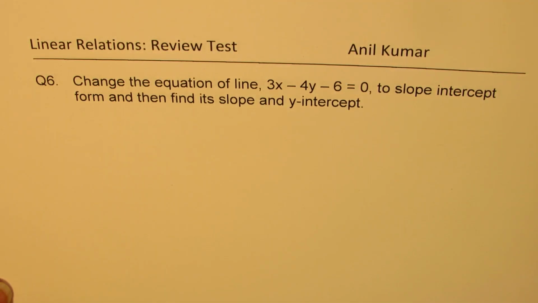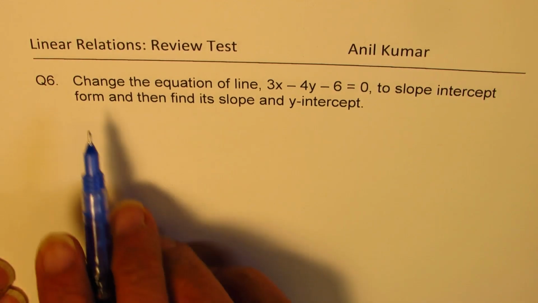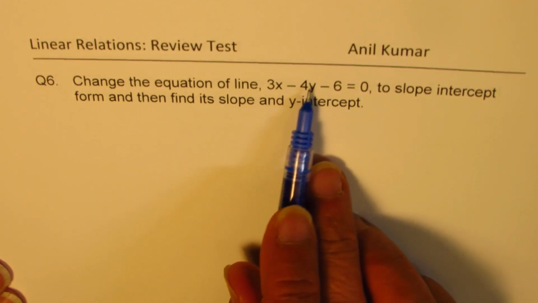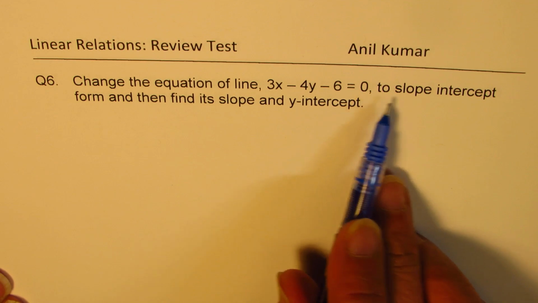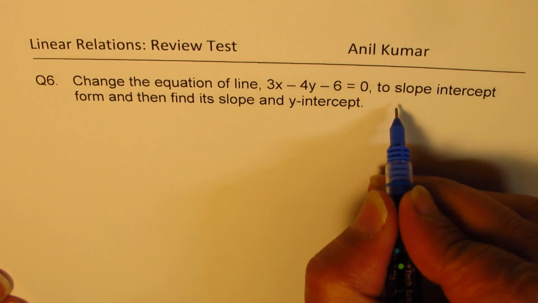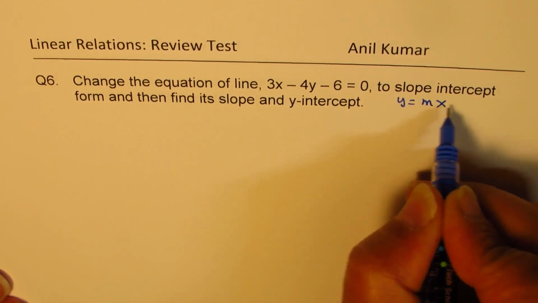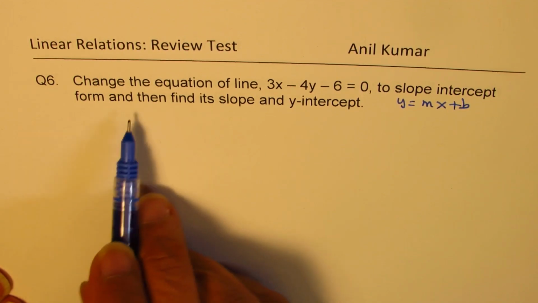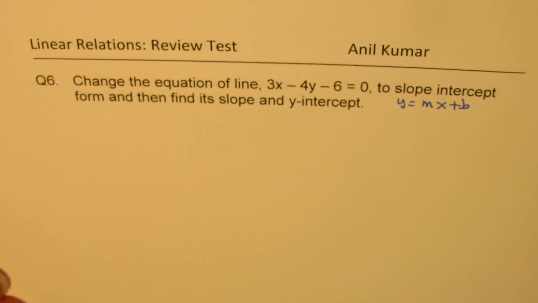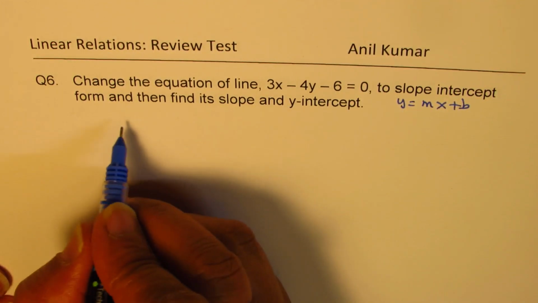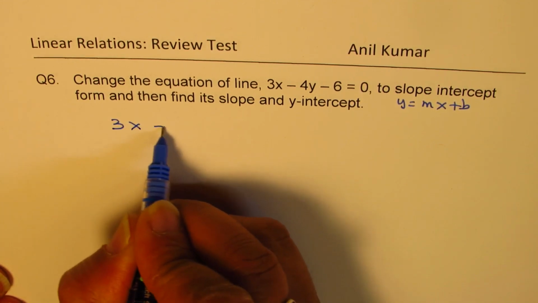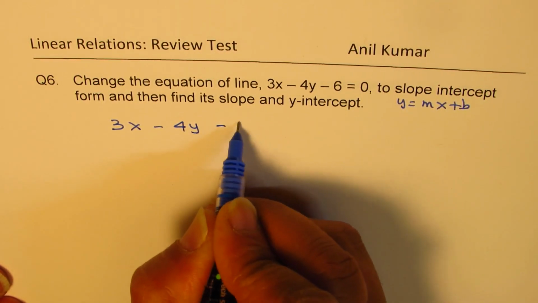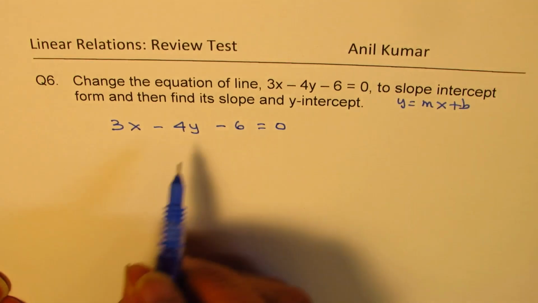Question number 6. Change the equation of line 3x minus 4y minus 6 equals 0 to slope-intercept form, that means y equals mx plus b, and then find its slope and y-intercept. So we have to rearrange, right? So we have the equation 3x minus 4y minus 6 equals 0, right?